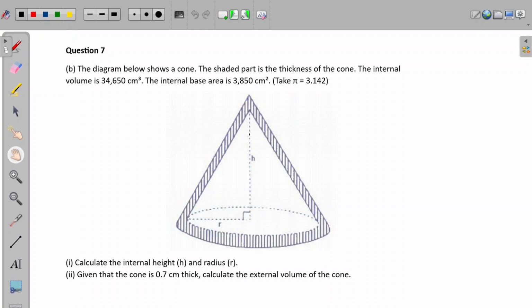So let us just wait a minute, connecting the power, the charger to my laptop.